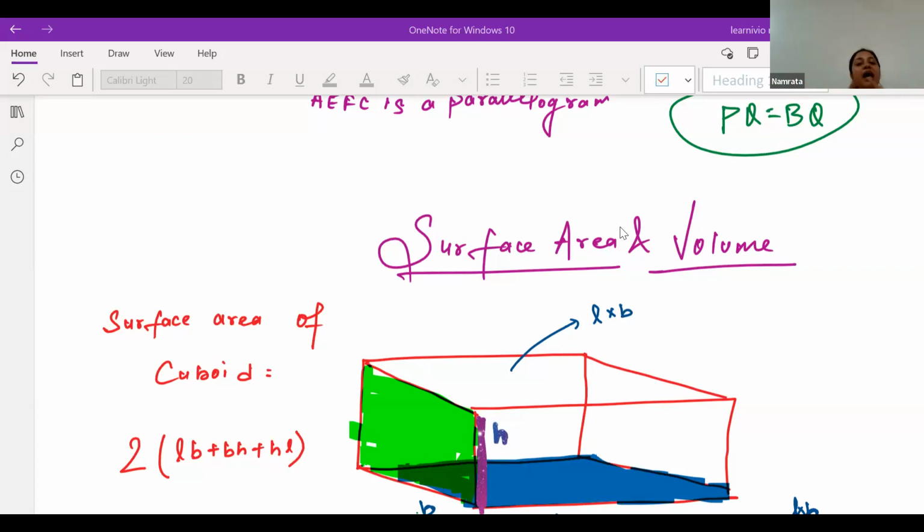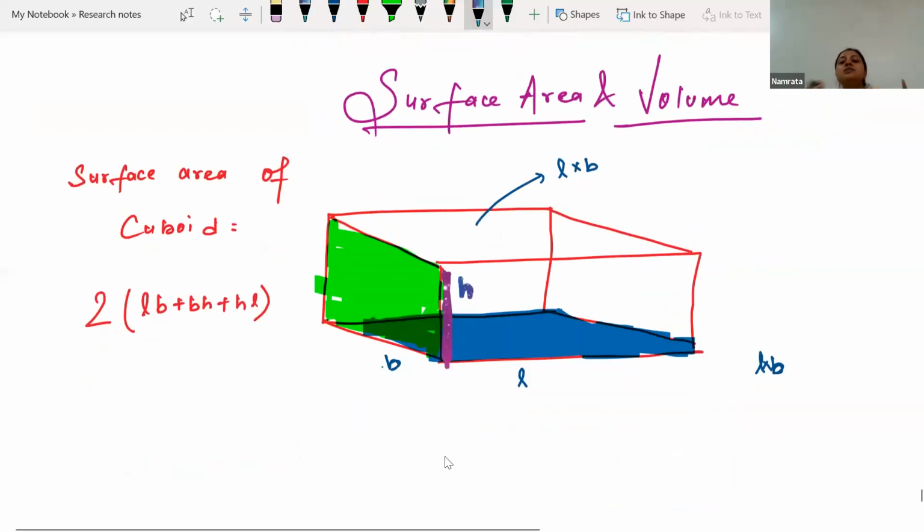So here we have the height of the cuboid as well. Now if you focus on this green triangle, then you can say this green triangle has one measurement as B. Oh sorry, triangle I'm saying, it's a rectangle. The green rectangle has one measurement as B and another measurement as H. Can you see? Yes, ma'am. That's why if we find the area of this green rectangle, it will be B times H.